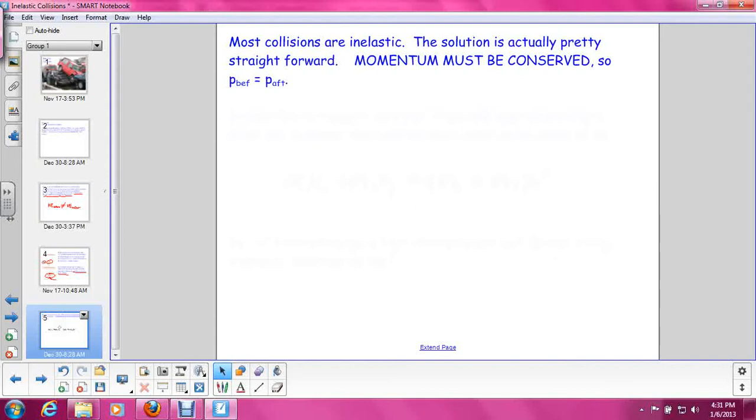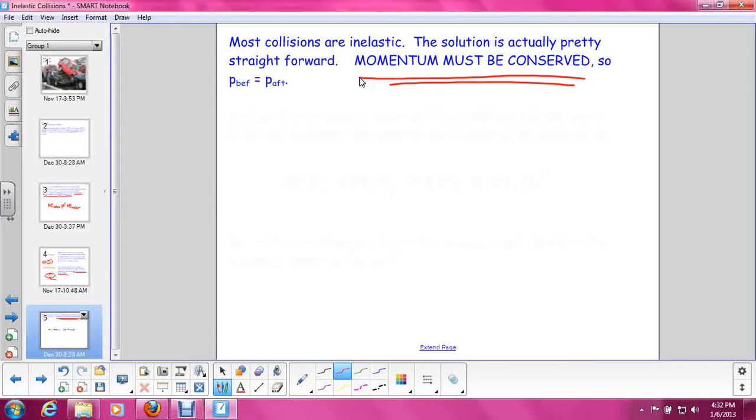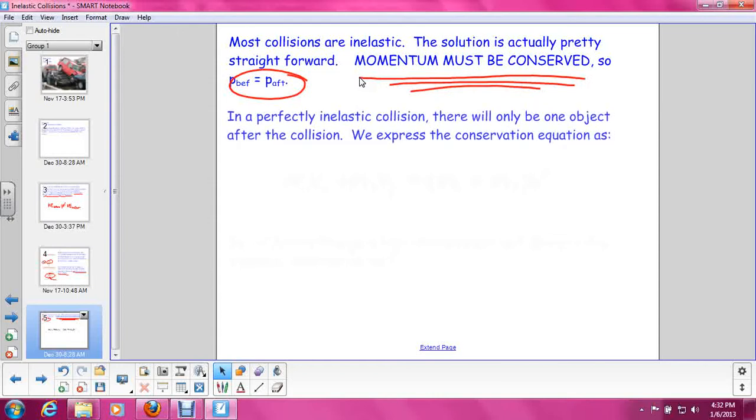So most collisions are inelastic. And the solution for them is pretty straightforward, but let me bring you through it. We know from the previous video that momentum is always conserved no matter what kind of collision it is. Momentum is always conserved. So momentum before has to be equal to momentum after the collision. So in a perfectly inelastic collision, we have two objects to begin with and one to end with. So we express the conservation equation as this.